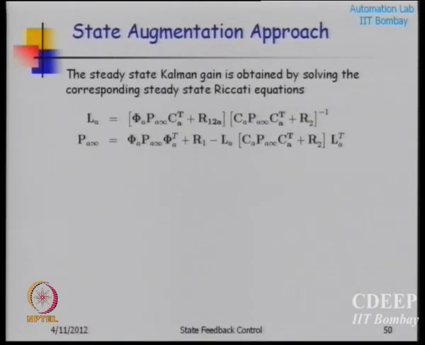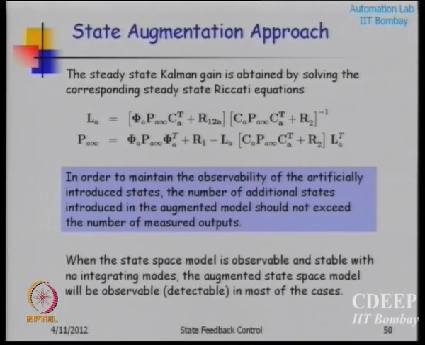Yeah, so that is a good question. There is a fundamental limitation: to maintain the observability of the additional states, you cannot add more than the number of outputs. So if there are 20 states and 5 measured outputs, you can add at most 5 artificial variables, okay.